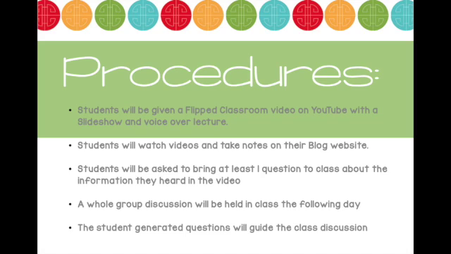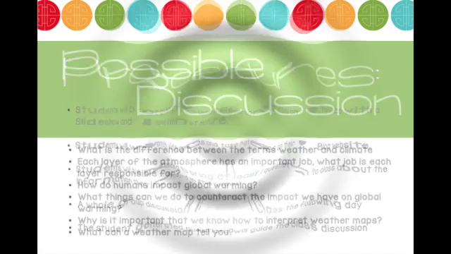This is the key part where we're talking about learner to instructor and learner to learner. We want our learners to participate with each other in a class discussion and also participate with me in a class discussion. And finally, the students' generated questions will guide the class discussion.